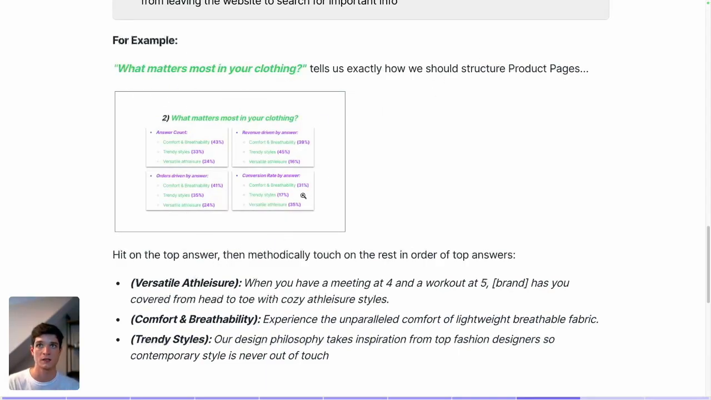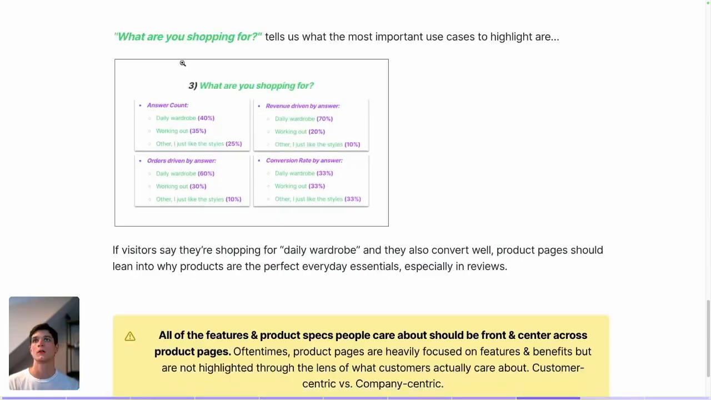We'd start with the highest converting answer, so versatile athleisure, then we'd hit on comfort and breathability, and then we'd hit on trendy styles. The question, what are you shopping for, tells us the most important use cases that we should be highlighting on product pages. So if visitors say they're shopping for daily wear and they also convert well, then we'd want to lean into those reasons for shopping on the product page.